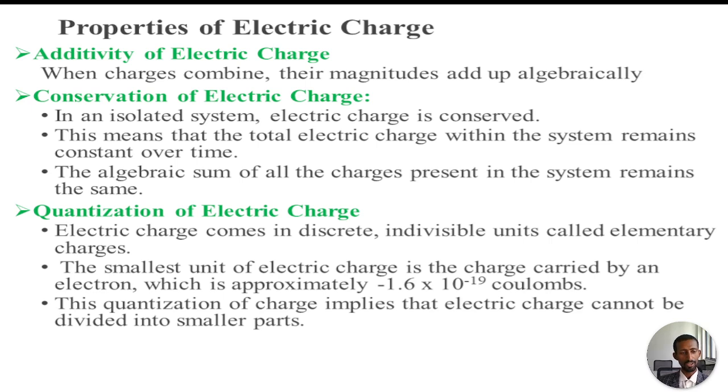The smallest unit of electric charge is the charge carried by an electron, which is approximately minus 1.6 times 10 to the power of minus 19 coulomb. This is the charge of a single electron. This quantization implies that electric charge can't be divided into smaller parts. This is the smallest part. These are some of the properties of electric charges.